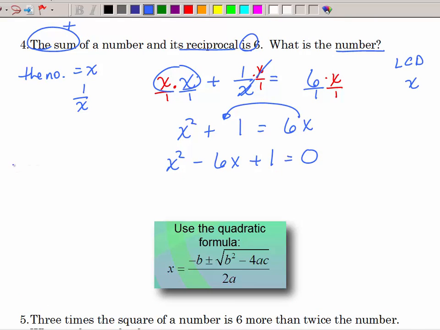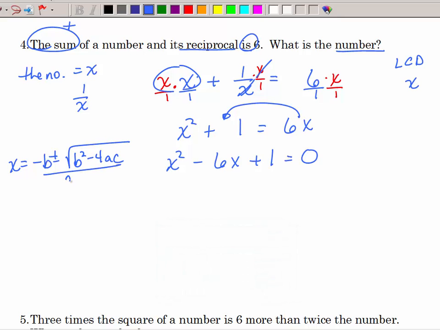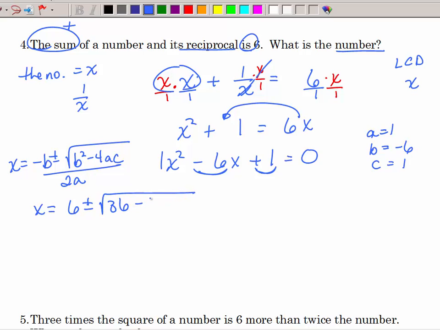Let's write that down. Remember, x equals negative b plus or minus the square root of b squared minus 4ac, all over 2a. Right, so a is 1, that's that coefficient. b is negative 6, that's right here. And c is 1. Right, so we're going to have x equals the opposite of b, so the opposite of negative 6 is positive 6, plus or minus the square root of b squared minus 4ac, all divided by 2. So 6 plus or minus the square root of 36 minus 4, which is 32.